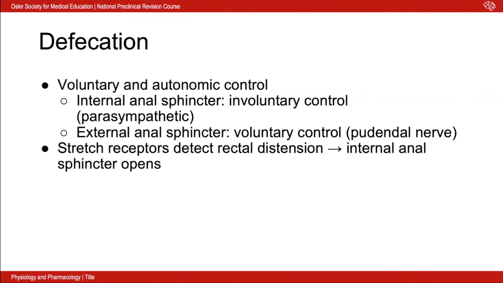So defecation can be under voluntary and autonomic control. You have an internal anal sphincter and an external anal sphincter. The internal one's under involuntary control via the parasympathetic nervous system, and the external sphincter's under voluntary control via the pudendal nerve. And so when these stretch receptors in the rectum sense that the rectum's all full up and being distended, then that triggers the internal anal sphincter to open up, and that's involuntary. However, you don't defecate unless the external anal sphincter is also relaxed. So that's how you can pick a good time to go, and you can choose when to relax the external anal sphincter.